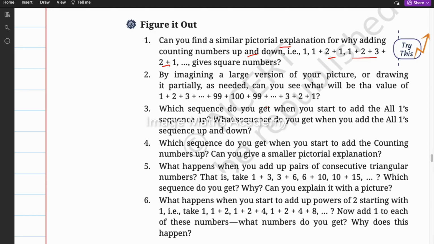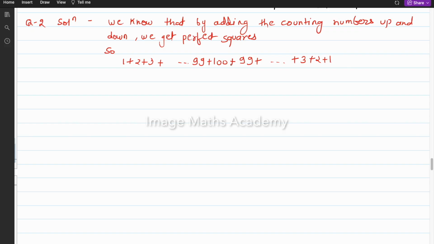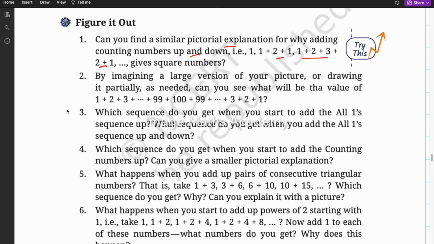So as we know that by adding counting numbers up and down, we get a perfect square. So 1 plus 2 plus 3 up to 100, and in down order also up to 1, is equal to 100 square, which is equal to 10,000. Question number 3. Which sequence do you get when you start to add the all ones sequence up? आपको कौन सा sequence मिलता है when you add all ones sequence up?